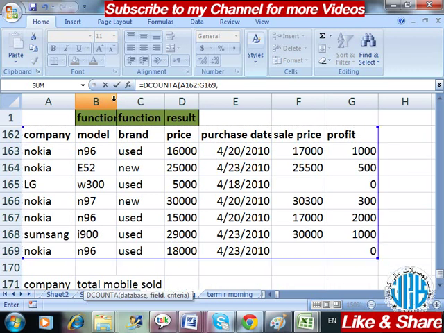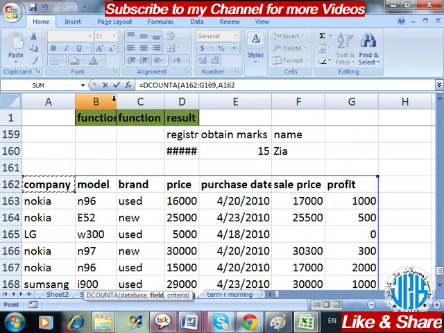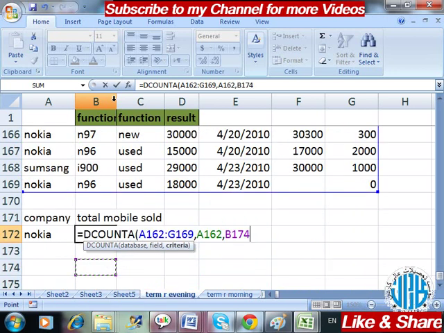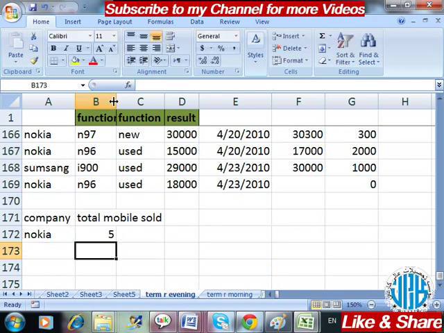Here, next one is comma. Okay, field: which field is going to be counted? Company is going to be counted. Okay, what is the criteria? Company is equal to Nokia. Closing bracket and enter. How many mobiles? 5 mobiles. But you may want to do it on a specific date.